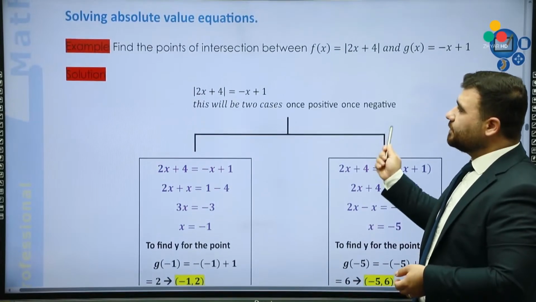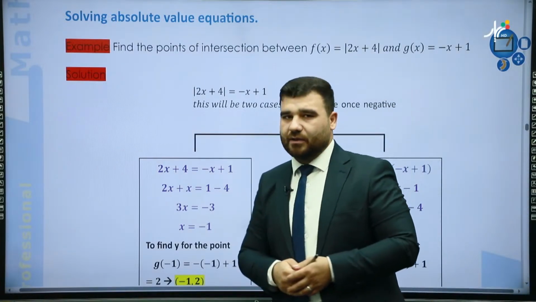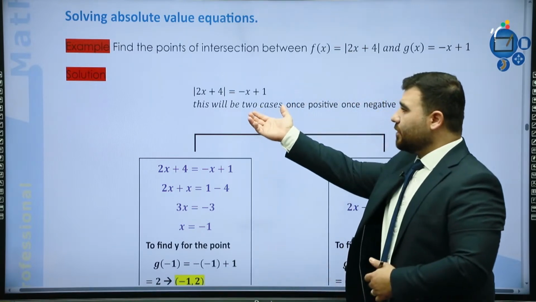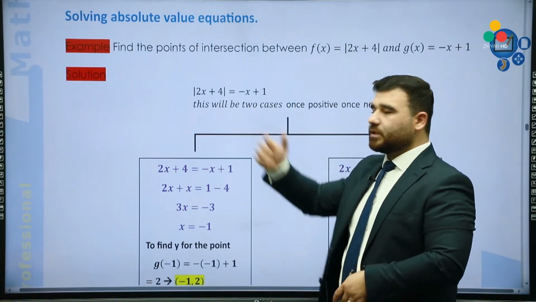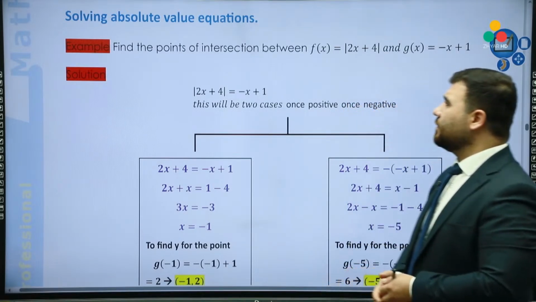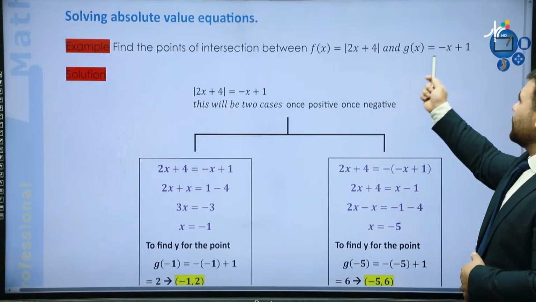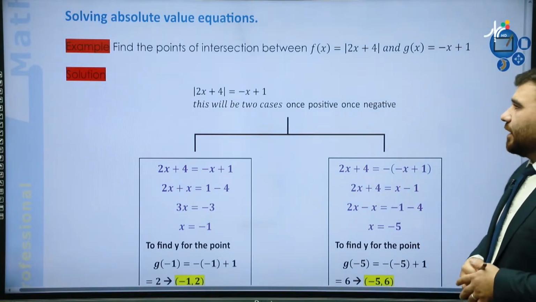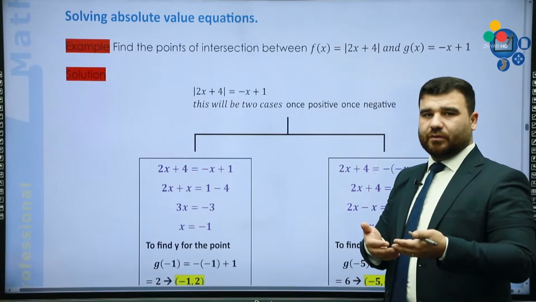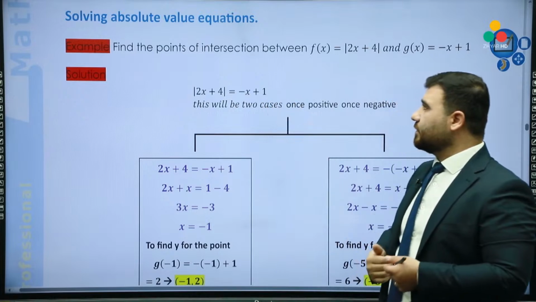Now let's solve some problems related to absolute value. Absolute value is slightly different from the other types of functions because when we want to solve something with absolute value, we will always consider two cases. Let's look at this example. Find the points of intersection between f(x) equal to the absolute value of 2x plus 4, g(x) equal to -x plus 1. Now, in order to find points of intersection, I just have to equate the two functions. First function, the absolute value, equal to the second function.